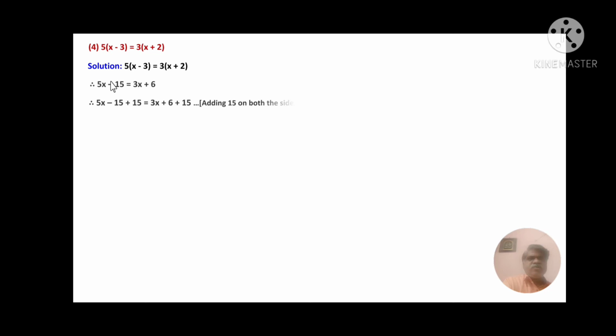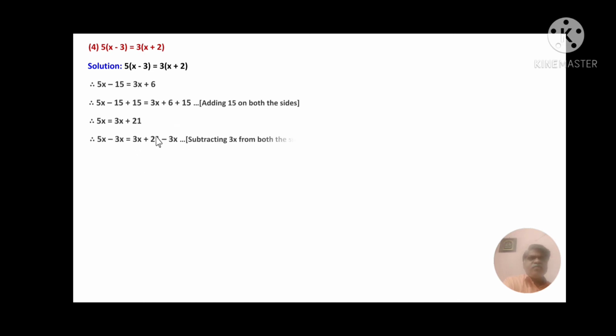So we'll remove this minus 15. So 5x minus 15 plus 15 is equal to 3x plus 6 plus 15. Means we are adding 15 to both sides. Since here it is a minus 15, we have to add. Therefore, you will get 5x is equal to 3x plus 21, that is 6 plus 15.